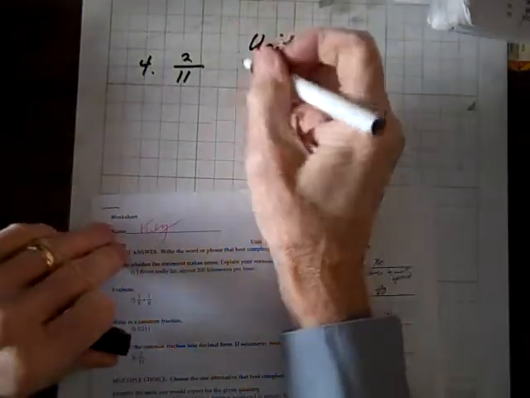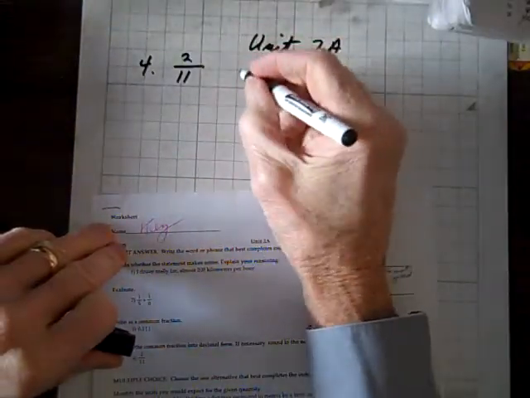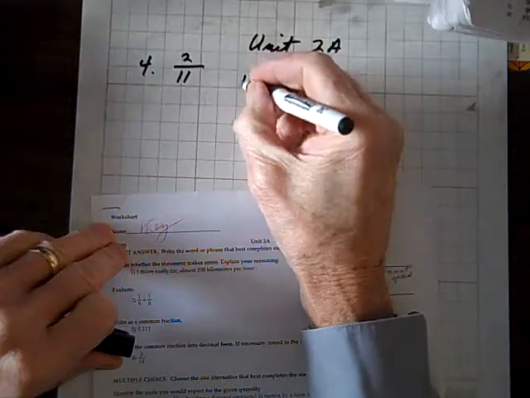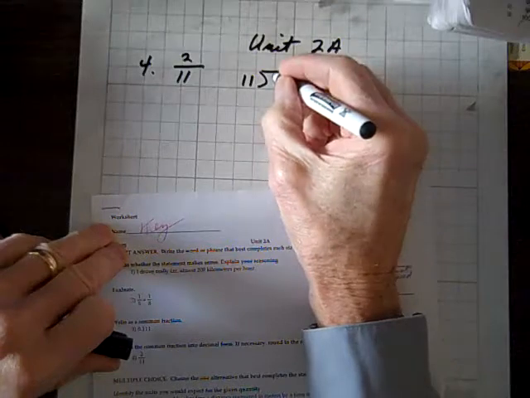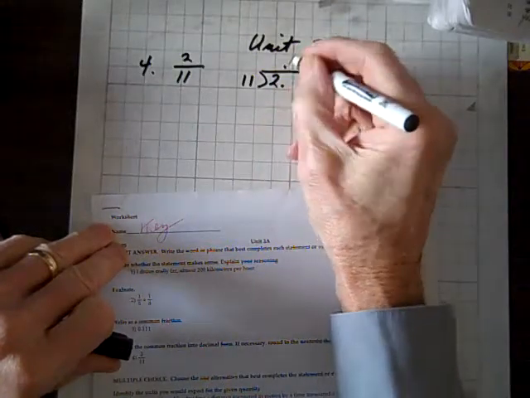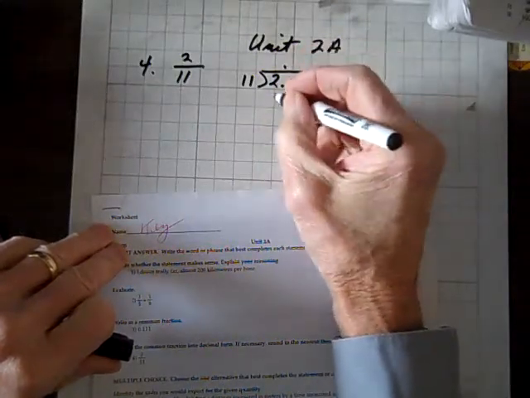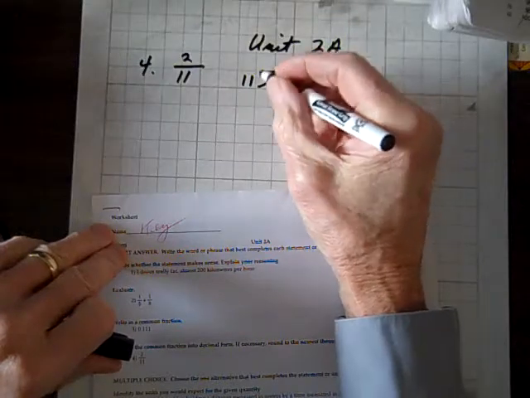Okay, we're doing Unit 2A, Question 4, and we have to turn this into a decimal and round to the nearest thousandths. So 11 is going to go into 2. Well, you know, long division, we have to put another 0 here. So let's see.